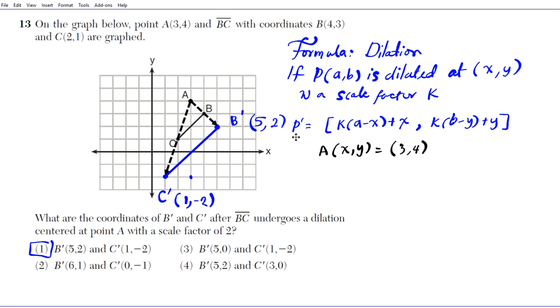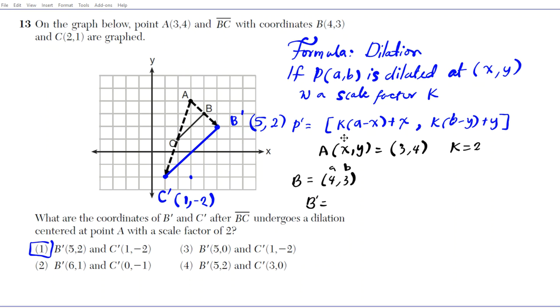Okay, now let's start with point B. We want to dilate point B to get B prime. So to get B prime, we'll start by writing down what point B is. So point B is 4, 3. So that tells us that this is going to be our a and b. Okay? So B prime, we're dilating 4, 3 by a factor of 2. So k is 2 centered at 3, 4.